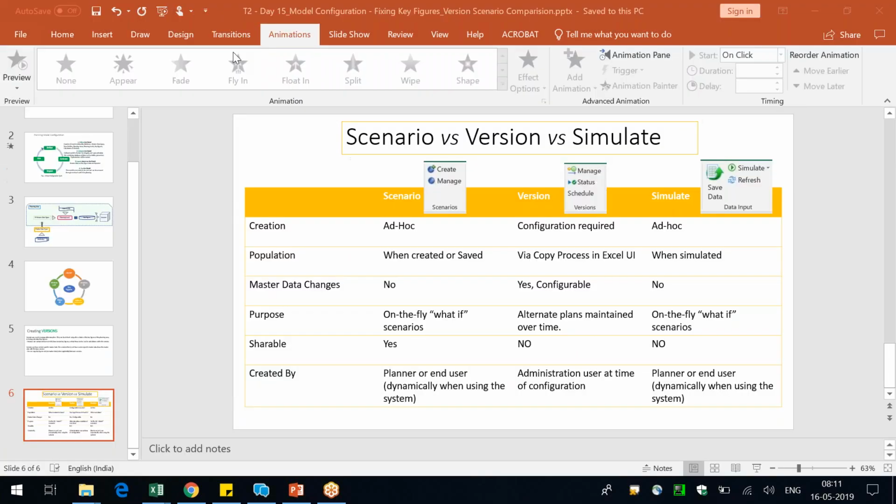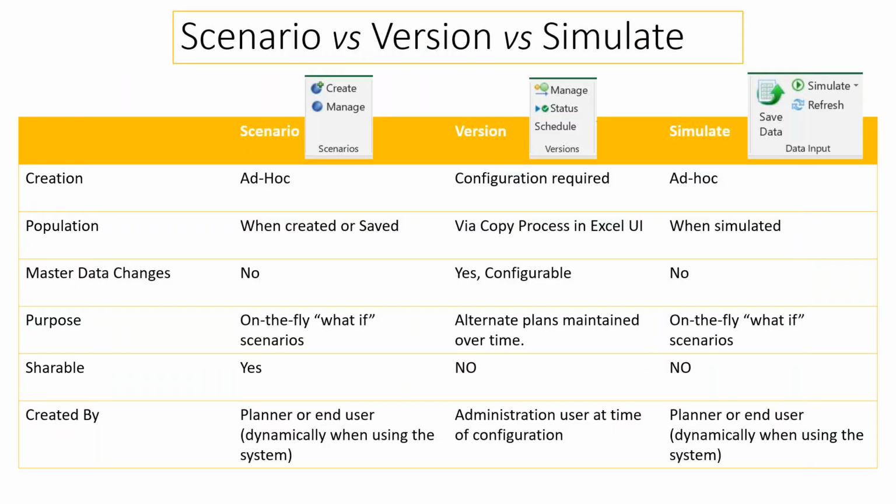So now let's compare all these three, right? I mean, those three would sound the same and similar, the scenario and then the version and the simulate. So yeah, let's see. I have listed down from my experience. I think even in Google you will not get all these in a tabular format comparison. So first, what is a creation? How are all these elements created?